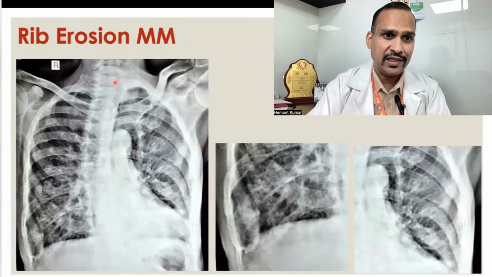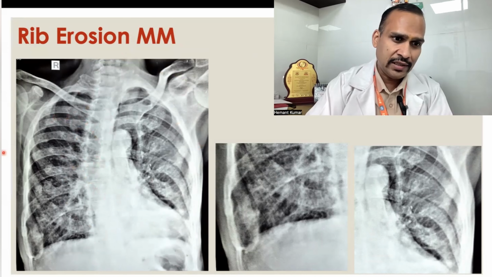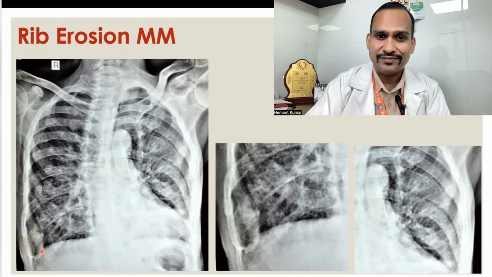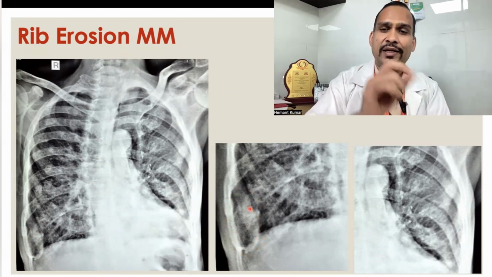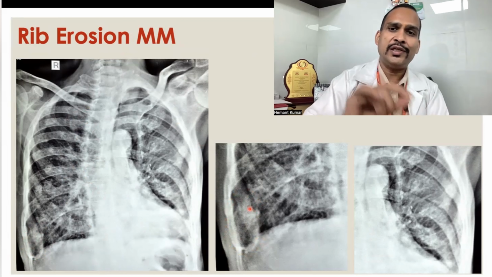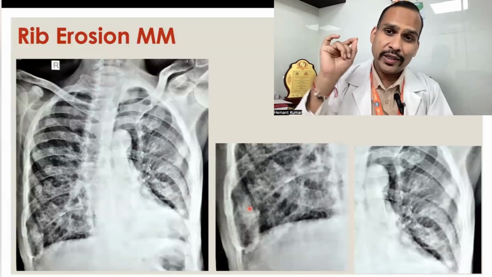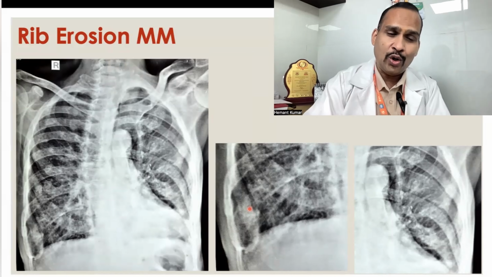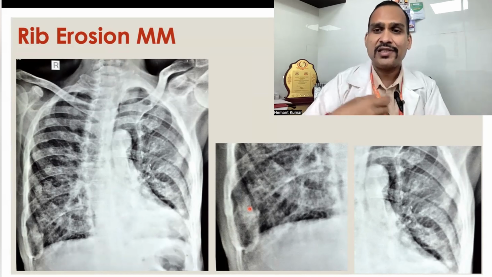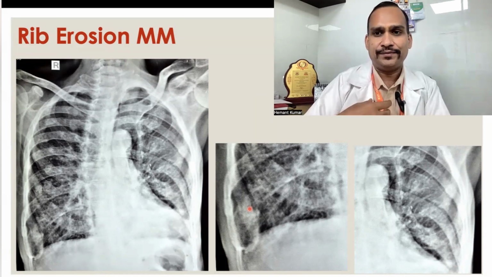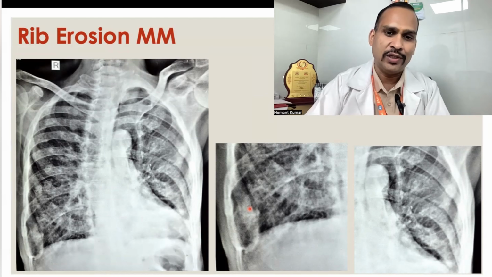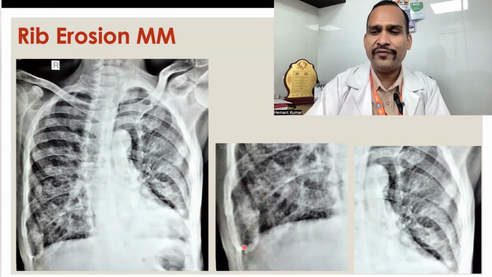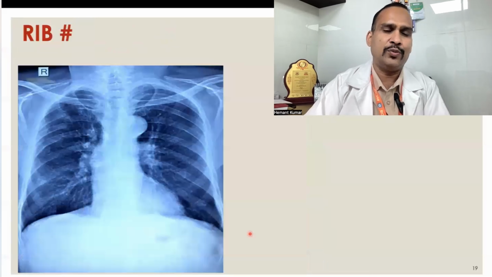Now see this X-ray carefully. If you see this X-ray carefully, you can find there is an osteolytic lesion. This is the same patient's X-ray. You can see there is lysis of rib. So this is a case of rib erosion due to multiple myeloma. Whenever you get an X-ray, please focus on other areas also, like ribs, subcutaneous tissue, and trachea. We should not focus only on parenchyma, but we have to focus on other things also.